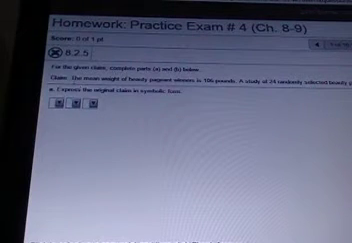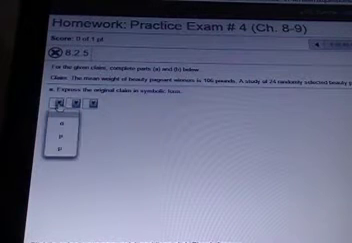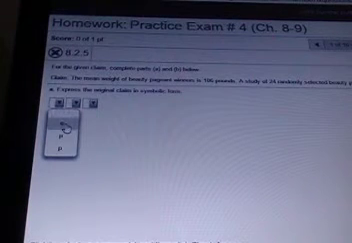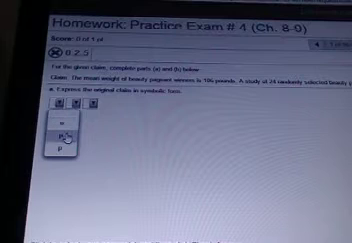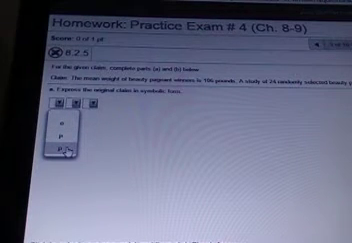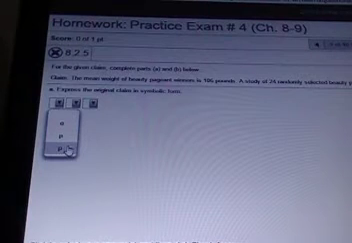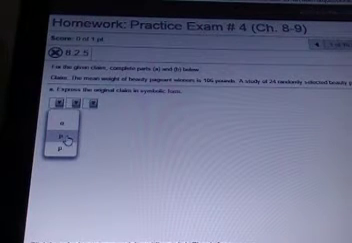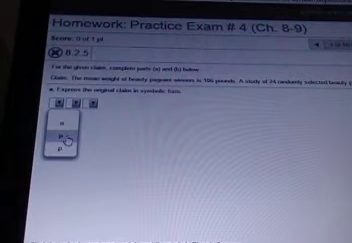And it says the mean weight. So the first thing you want to do on your claim is figure out what parameter they're talking about. Is it sigma, population standard deviation? Is it mu, population mean? Or is it p, population proportion? This one's about a mean, so knowing that the symbol mu stands for mean lets you select that one.